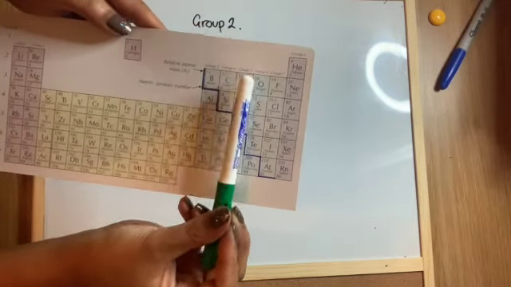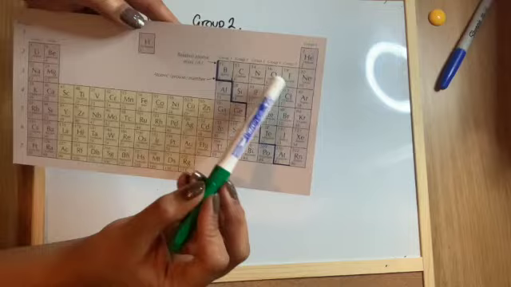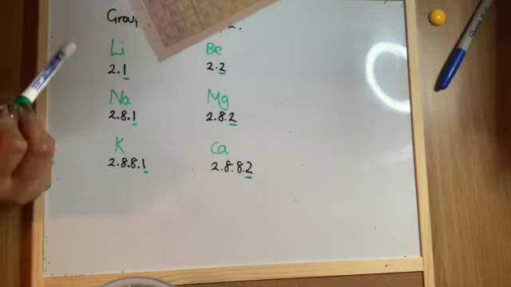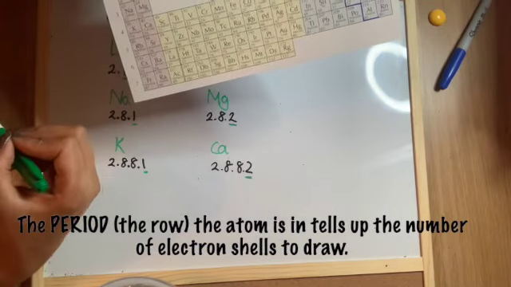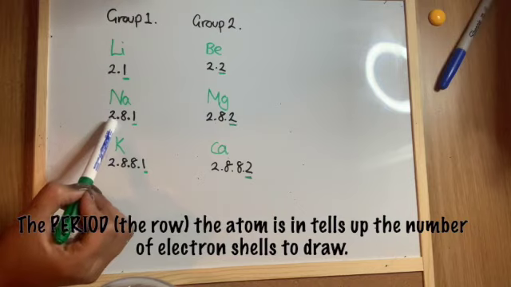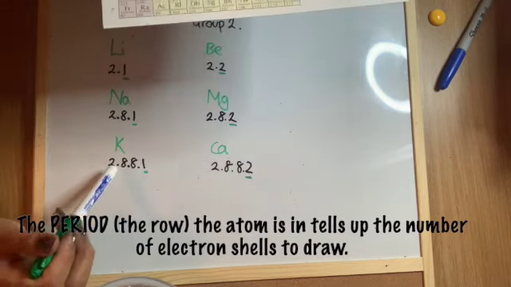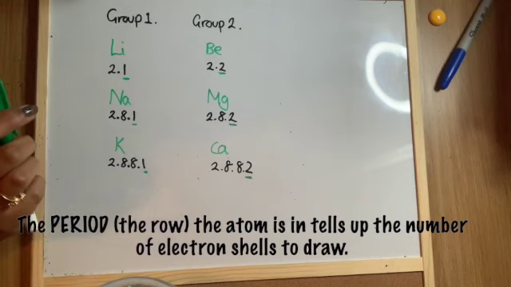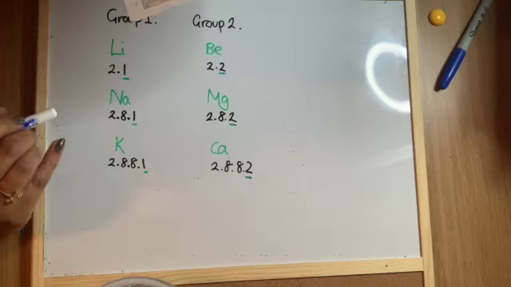So that's the significance of the groups. It tells us how many electrons are on the outer electron shell. And if we look at the periods, lithium is in period 2. If we were drawing the electron shells, lithium and beryllium, we would draw 2 electron shells. Sodium is in period 3. If we were drawing the electron shells, sodium, magnesium, aluminium, all of these would have 3 electron shells. Period 4, all of these would have 4 electron shells. So the periods tell us how many electron shells, and the groups tell us how many electrons on the outermost electron shell.